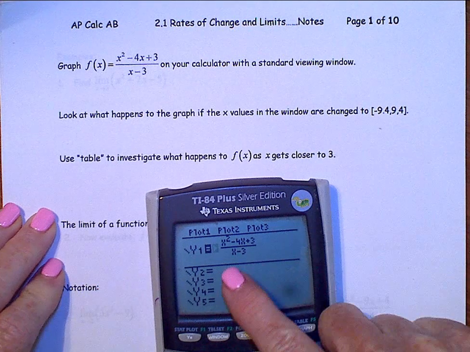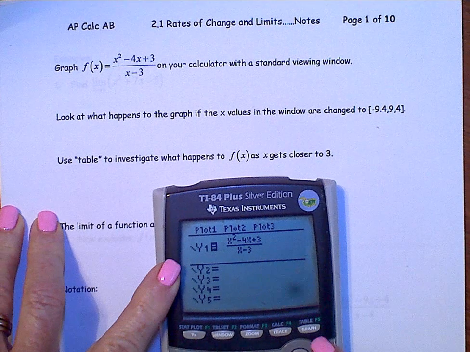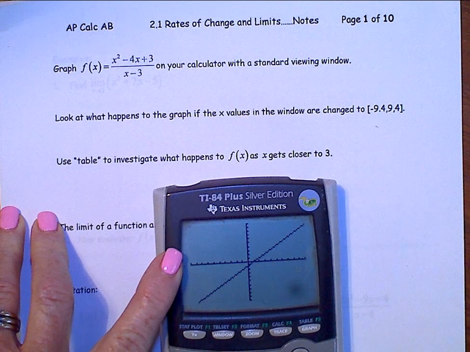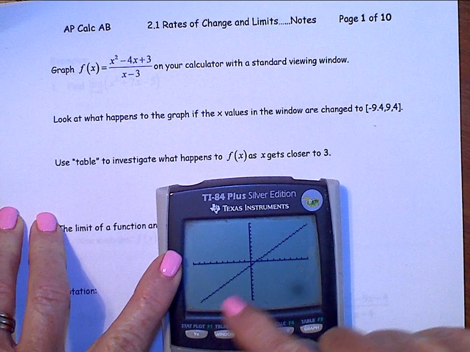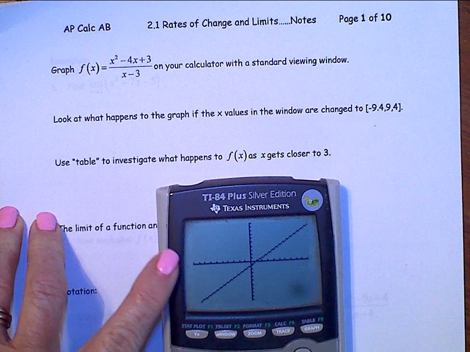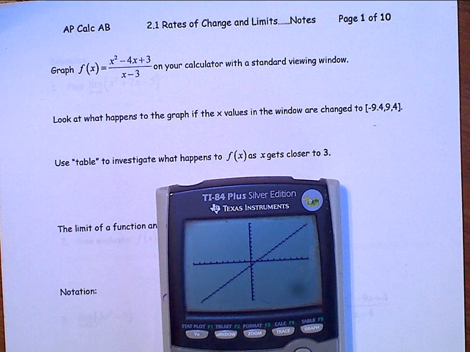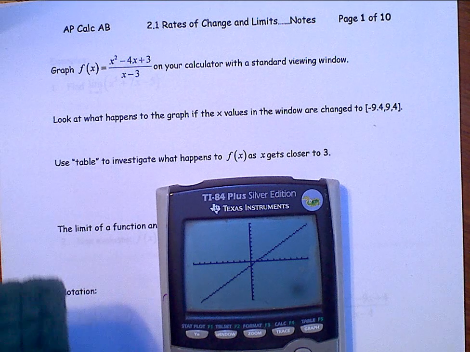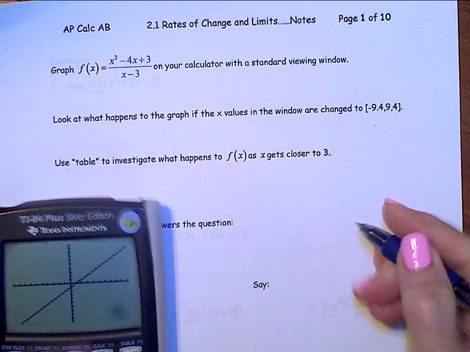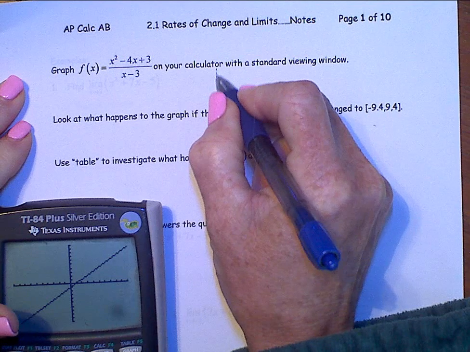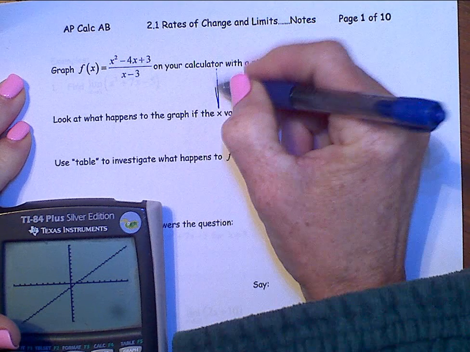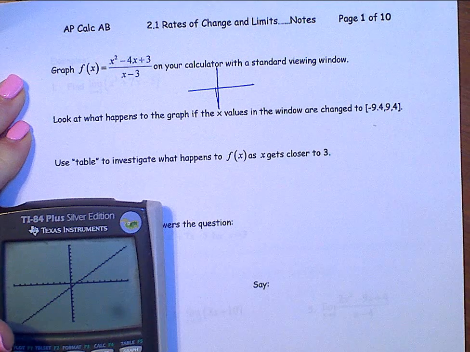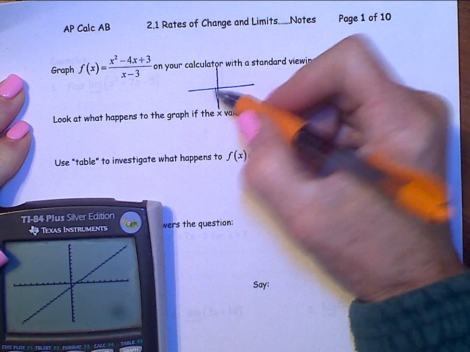Here's the equation. Window: negative 10, 10, negative 10, 10. Graph this, and we see what looks to be a line here. Let's go ahead and sketch that graph into your notes. And we see what looks to be a line.